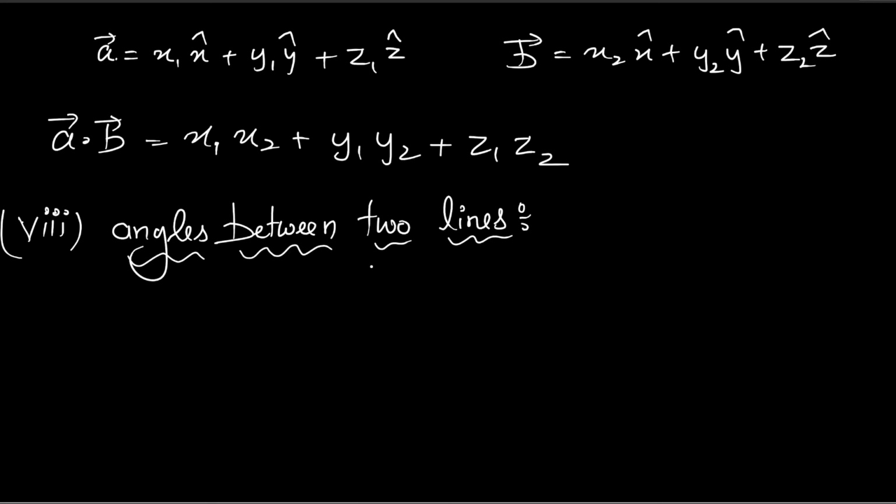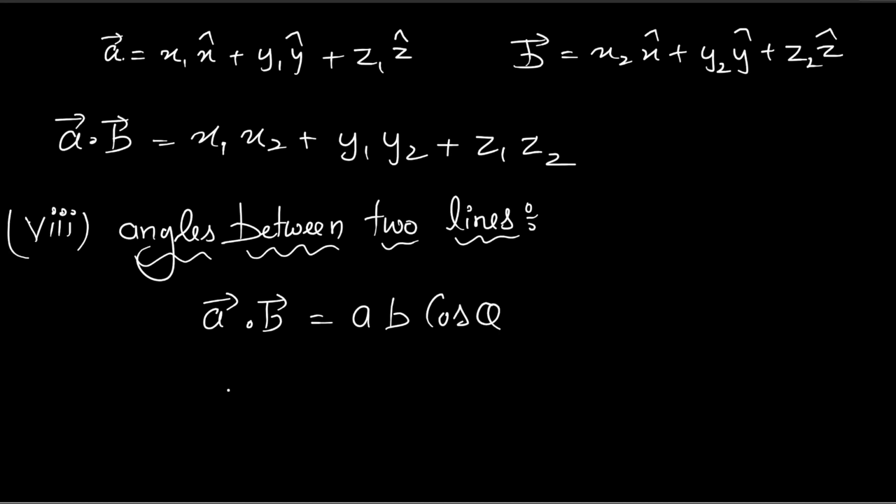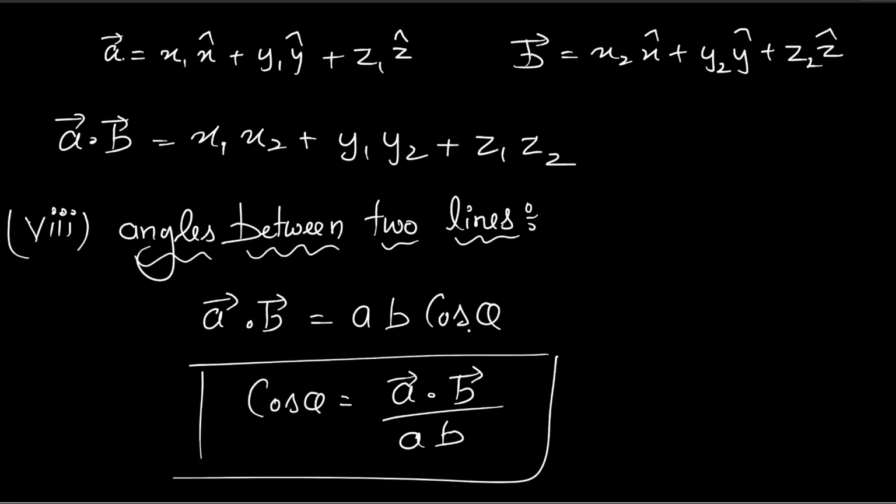Let me illustrate it. Let's suppose you want to find out the angle between the two vectors. A dot b is nothing but A magnitude into B magnitude into cos theta. If you know the dot product between them, then the cos theta value comes out to be A vector dot B vector divided by their magnitudes. Yes, you simply divide by their magnitudes, and then you get the cos theta, the angle between the two.